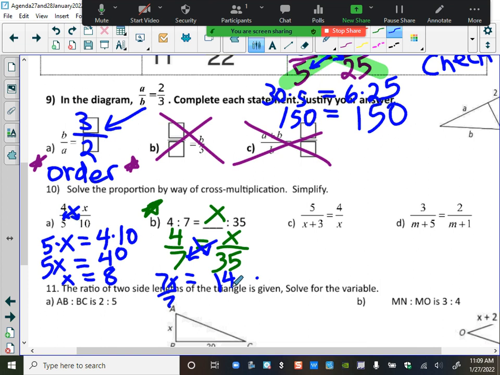Yup, so in the end, 4 times 35, you get 140, and then divide by 7. Next will be 20. Good.